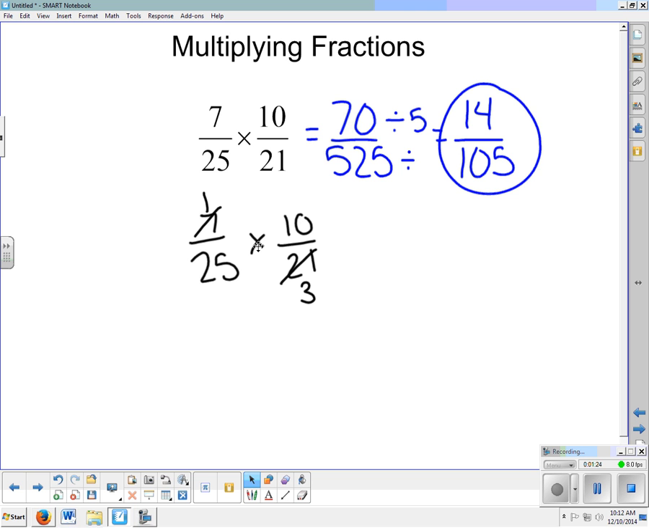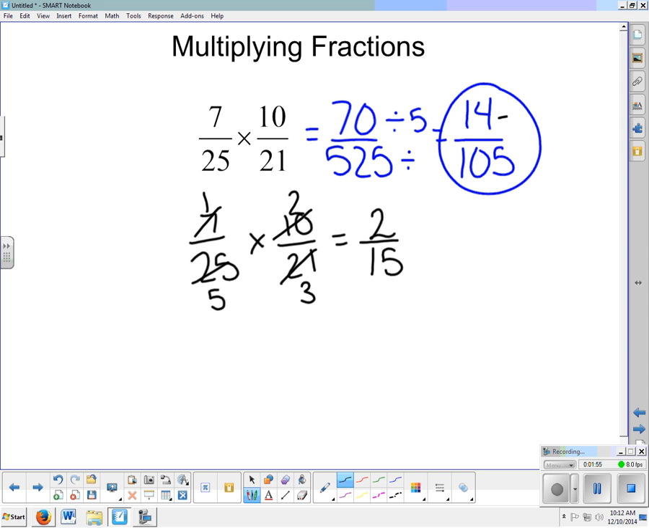What about 10 and 25? What number can they both be divided by? What common factor? 5. 10 divided by 5 is 2, and 25 divided by 5 is 5, and let's multiply our new numerators. 1 times 2 is 2, and 5 times 3 is 15. Okay, why did that happen?